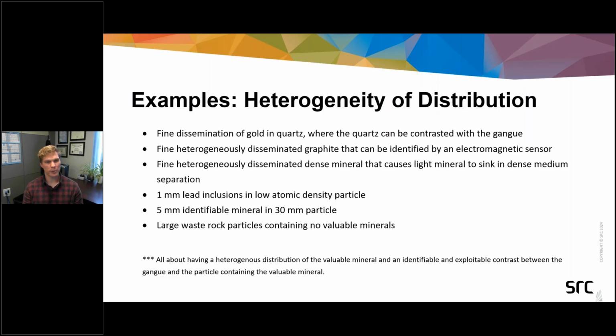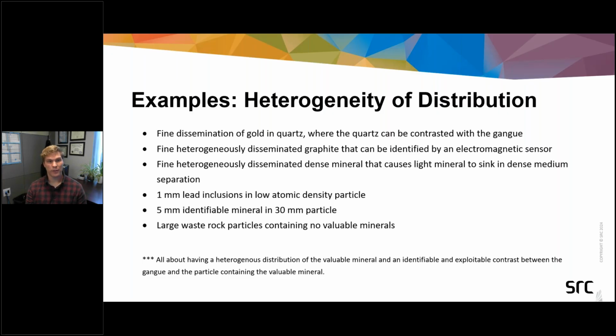So even I say it here at the bottom, it's all about having a heterogeneous distribution of the valuable mineral, an identifiable and exploitable contrast between the gangue and the particle containing the valuable mineral. So you need to actually have a difference between what you're trying to separate, and then you need to try to find a contrast. And here's just some examples of that, because it can really vary quite a bit. You could have fine dissemination of gold in quartz, where the quartz can be contrasted with the gangue. So you don't actually need to be able to see the gold. The optical equipment you're using, or whatever your technology, maybe it can't identify those actual particles, but it can identify the quartz.